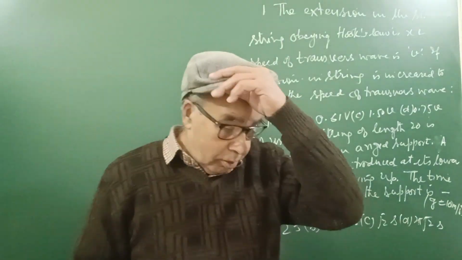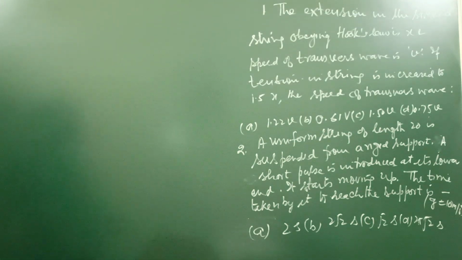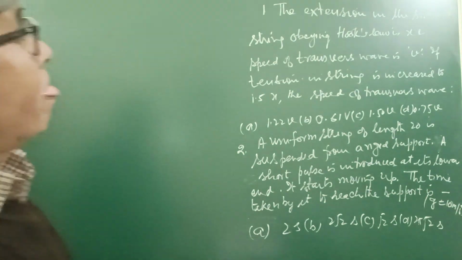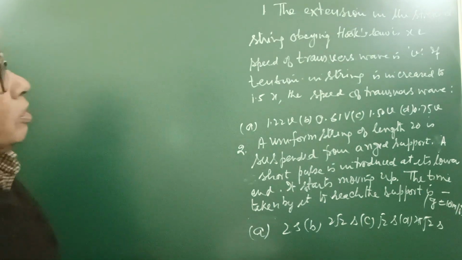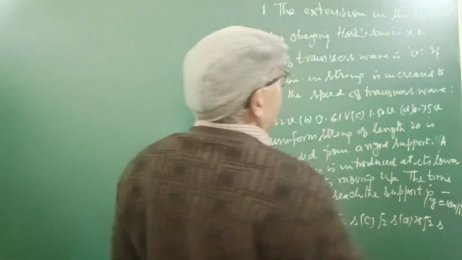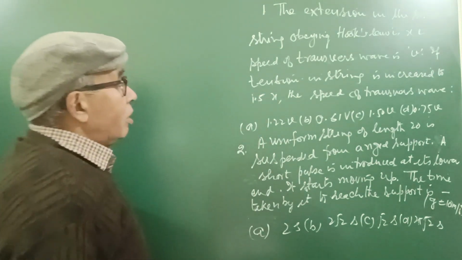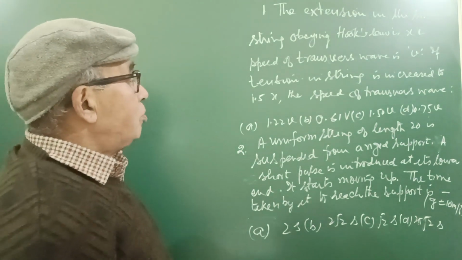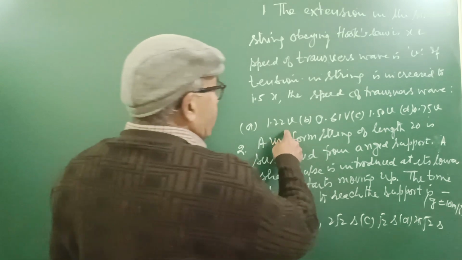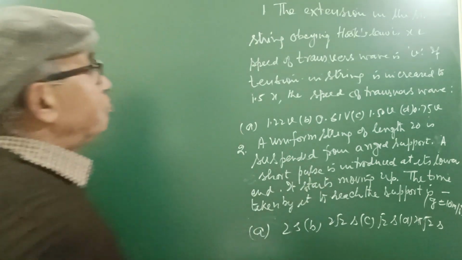Well, dear students, there are a few questions here in this video which have been asked in competitive exams. So I will try to explain you. The first question here is: the extension in the stretched string obeying Hooke's law is x and speed of transverse wave is v. If tension in the string is increased to 1.5x, then speed of transverse wave will be 1.22v, 0.61v, 1.50v or 0.75v.